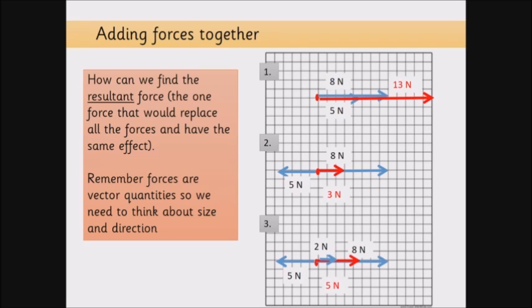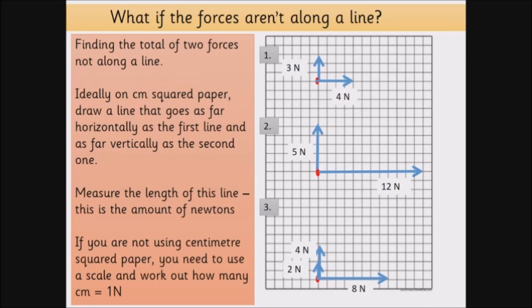So these are the quite straightforward ones. You would possibly be asked to do this on 1 centimetre squared paper, and you could measure the lines, and it would normally be some sort of a scale, that 1 centimetre equals 1 newton, and you might be asked to draw them out to scale. Okay, but fine, let's just make it a little bit more complicated.